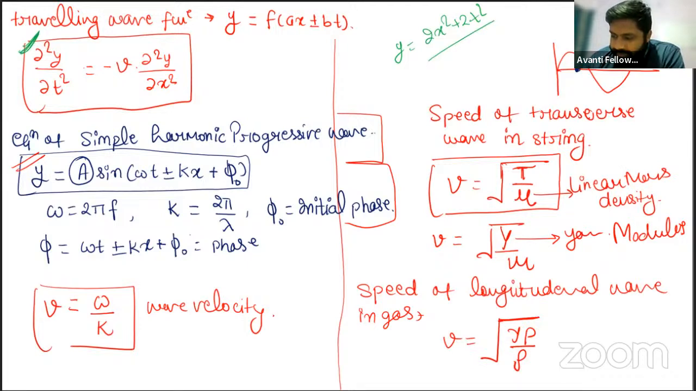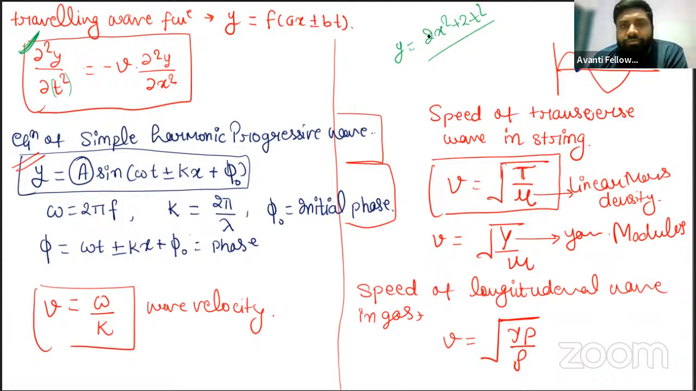Here v is the wave velocity, and the equation is del 2y by del t square equals v square into del 2y by del x square. Now, I have already told you in the regular class how to differentiate a function with the partial differentiation technique. If you are differentiating with respect to time, then all the other variables will remain constant in that expression.